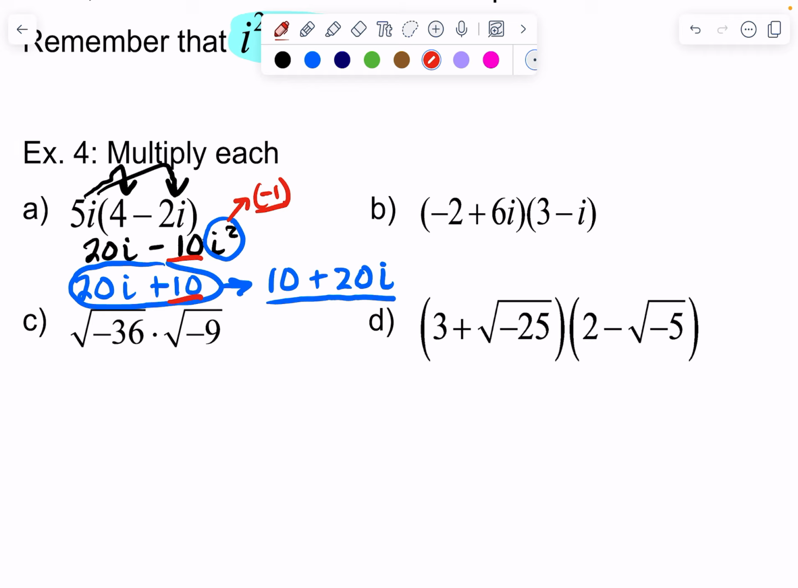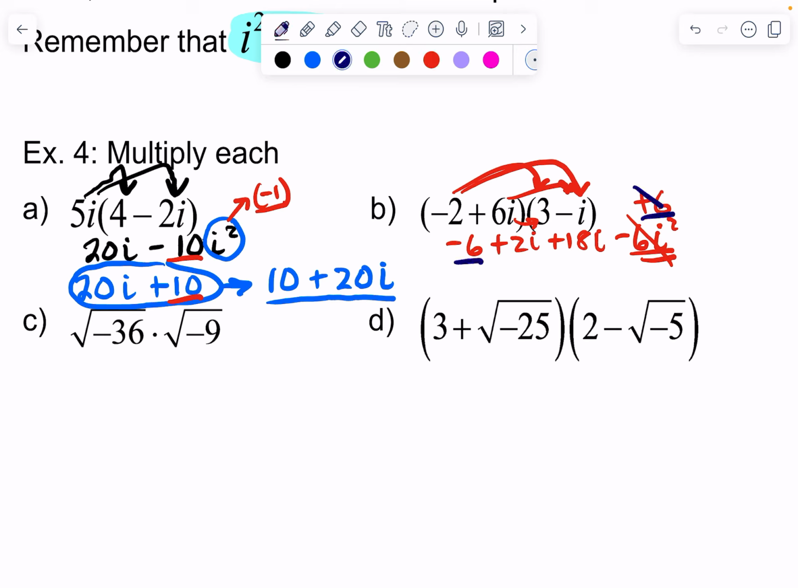All right, next, we got negative 2 times 3, which is negative 6, plus 2i. 6i times 3 is plus 18i. And 6i times negative i is negative 6i squared. Remember that the i squared is a negative, so this really becomes a negative 6 times a negative 1, which is positive 6. And then my negative 6 with this positive 6, those cancel, and I'm left with 2i plus 18i, which is 20i.